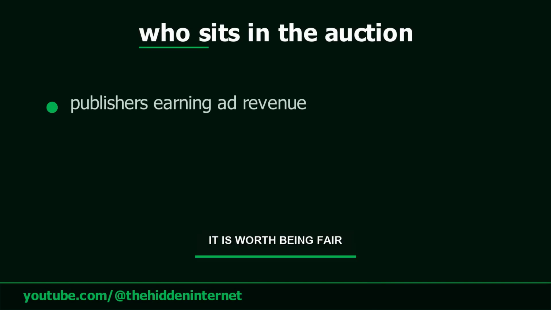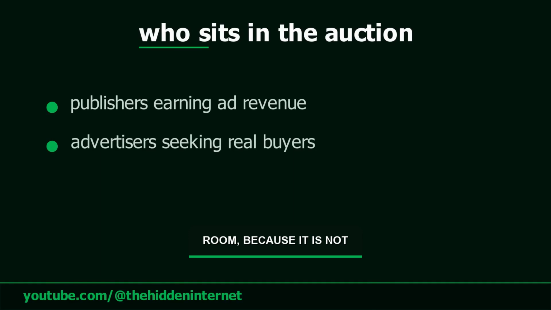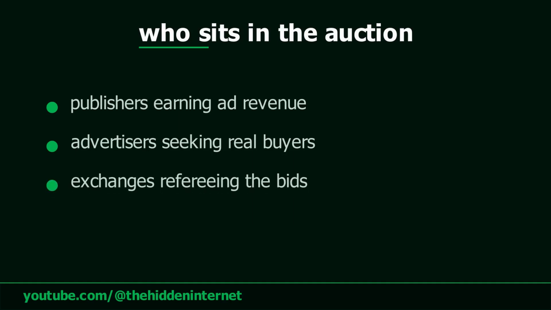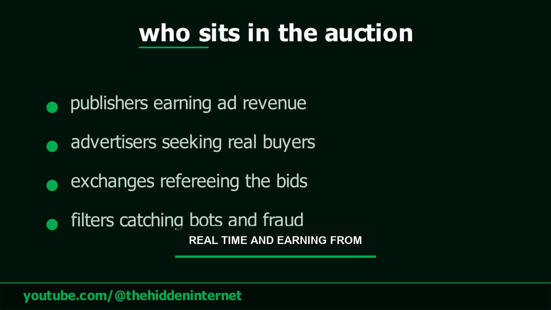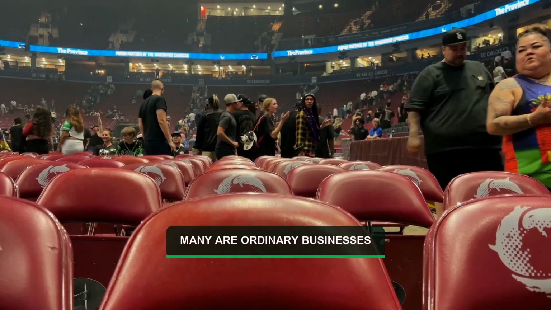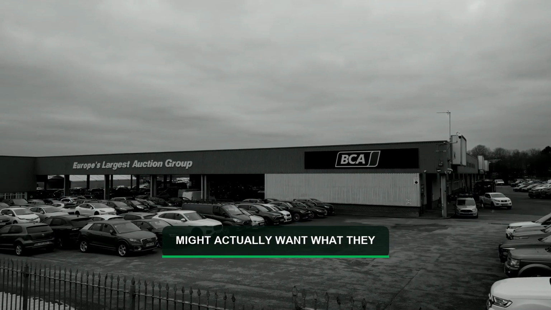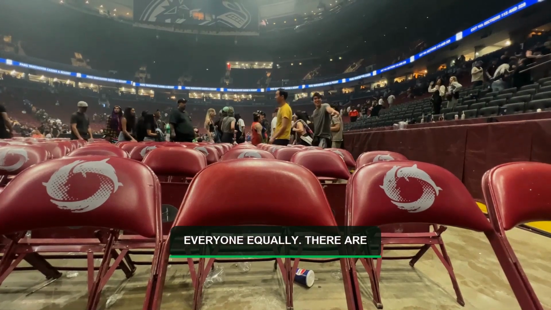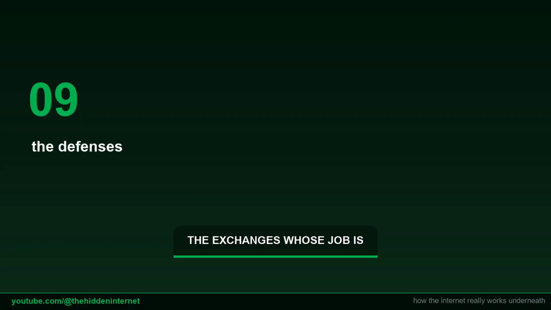Who is in the room? It is worth being fair about who sits in that room, because it is not only faceless surveillance. The same machinery is how a small publisher, a niche blog, an independent creator gets paid at all, selling its space into a global market in real time and earning from a visitor it will never meet, without striking a private deal with every advertiser. And the buyers are not all sinister. Many are ordinary businesses trying to reach people who might actually want what they offer, rather than shouting at everyone equally. There are also referees present, the exchanges whose job is to run the auction fairly and filter out obvious fraud, because a great deal of money here is quietly lost to fake traffic and bots pretending to be human.